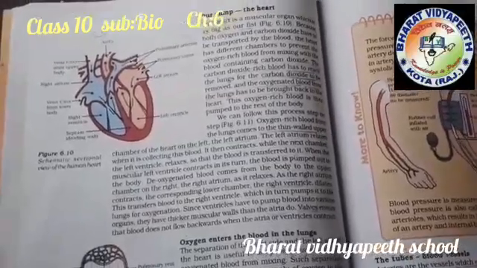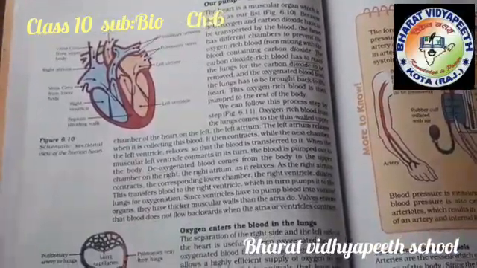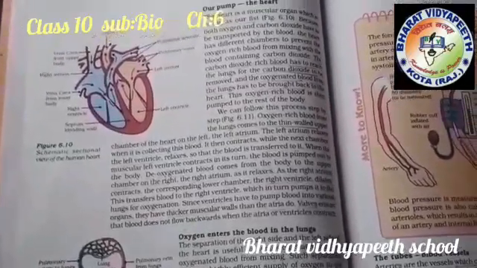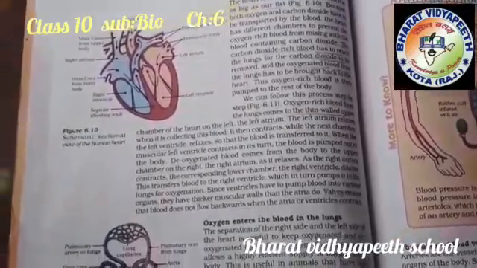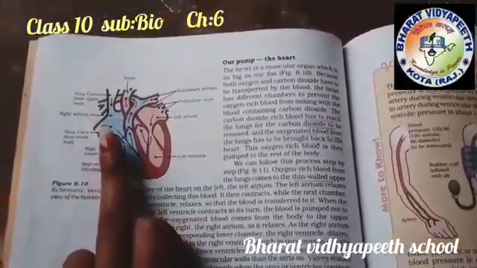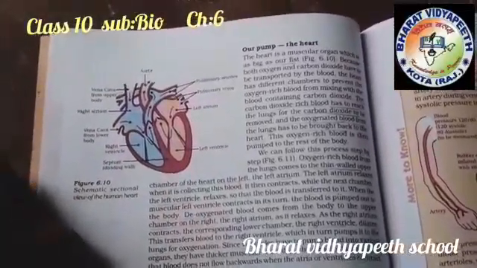Hello 10th class. Now we are going to study the next system, which is transportation. In transportation we are going to study the heart, the circulatory system, which involves the heart, blood vessels and blood. In this we are going to study the heart. What is a heart? The heart is a muscular organ which is equal to our fist. The shape of the heart is equal to our fist.